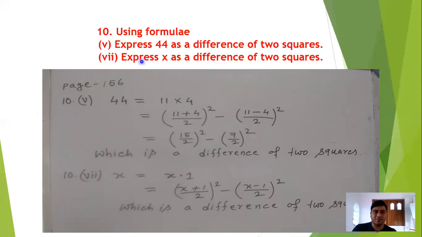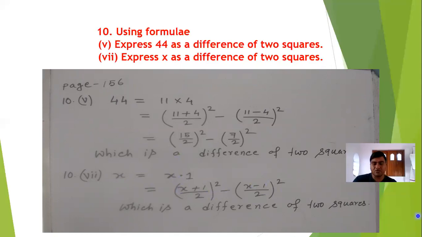And 10.7, express x as a difference of 2 squares. We write x equals x into 1. Using the formula of AB, x plus 1 by 2 whole square minus x minus 1 by 2 whole square, which is a difference of 2 squares.